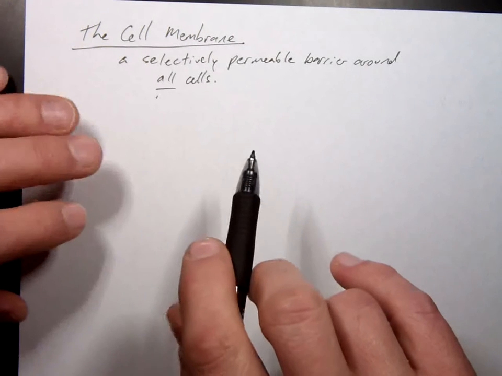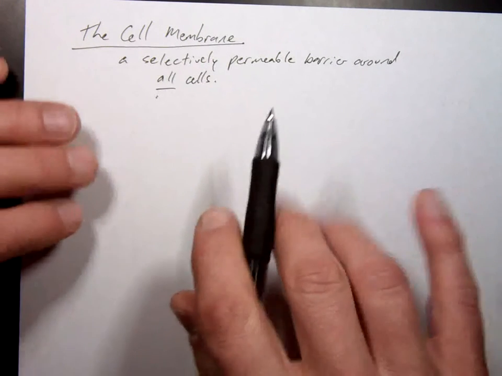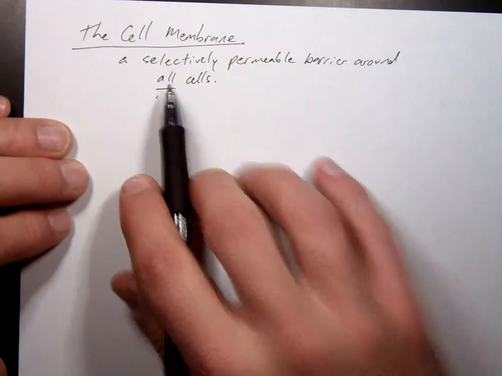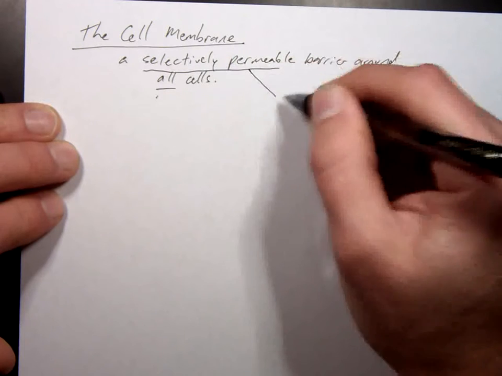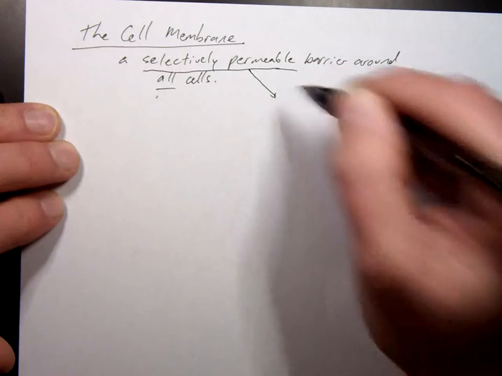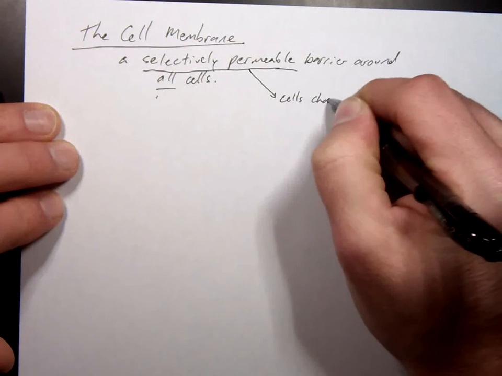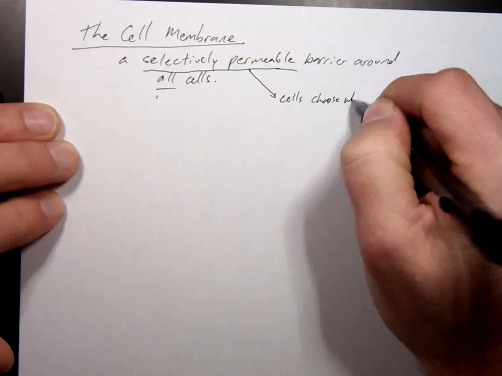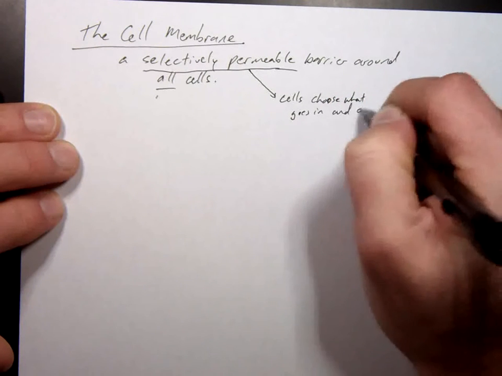Could I say that about the cell wall? No. What kind of cells don't have a cell wall? Animal cells don't. But this one, membrane, they all have. Selectively permeable. Let's focus on that for a second. Selectively permeable means cells choose what goes in and out.